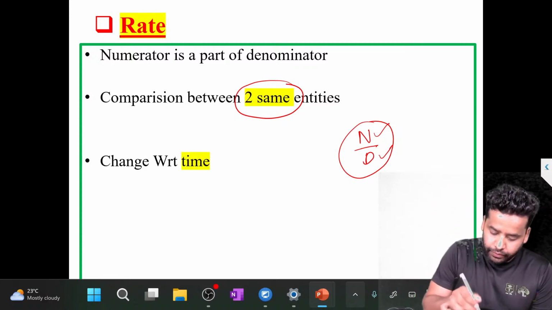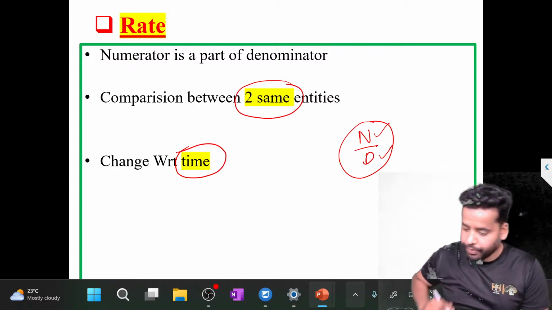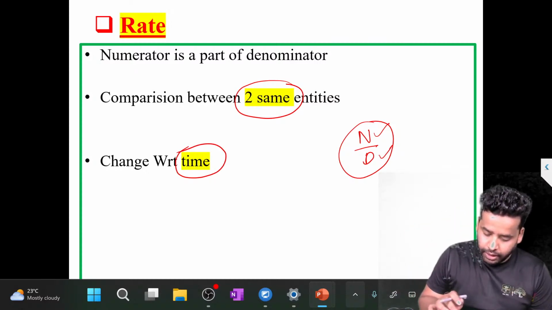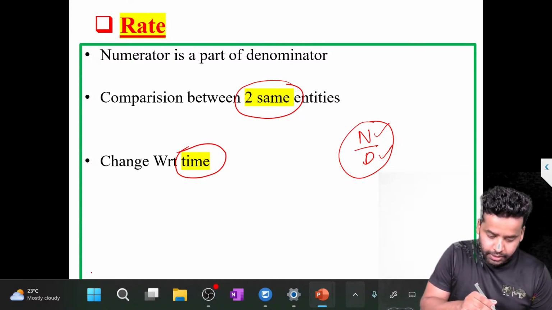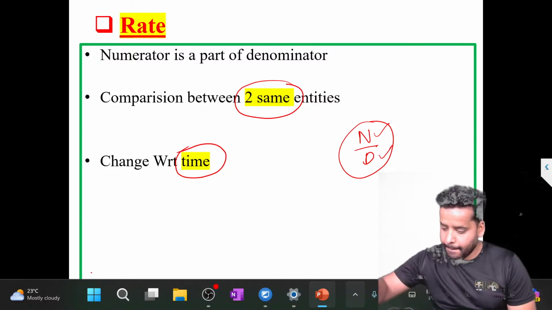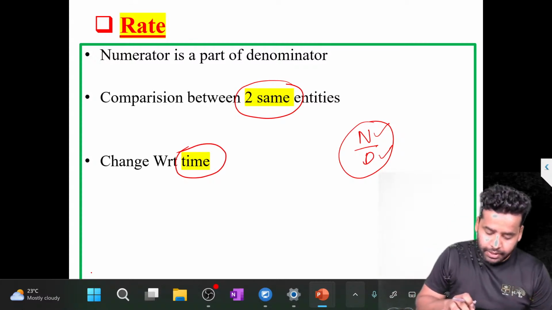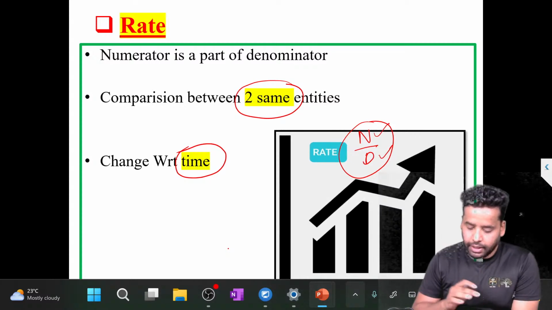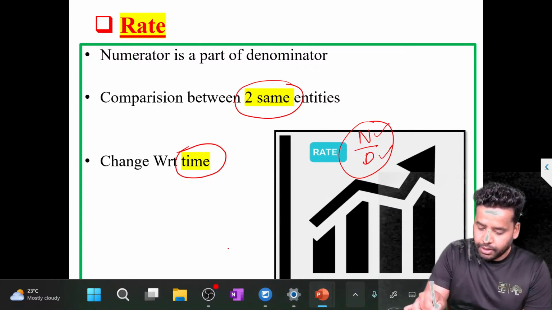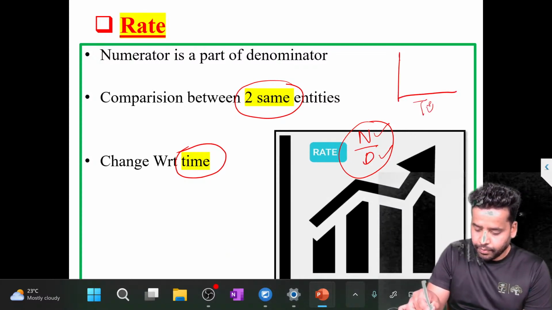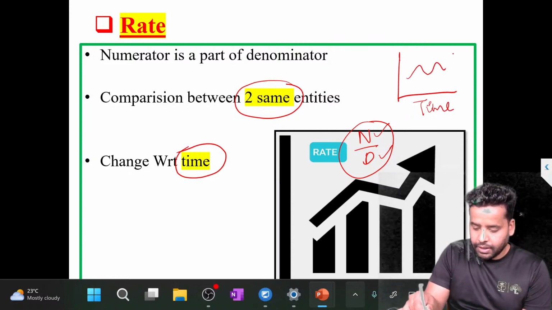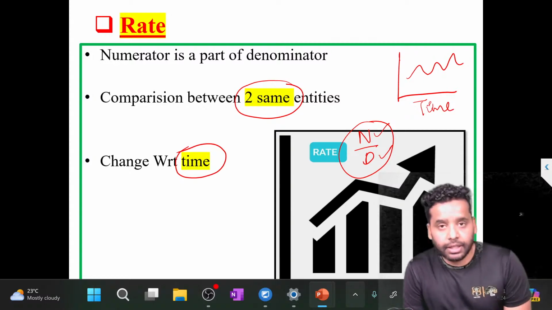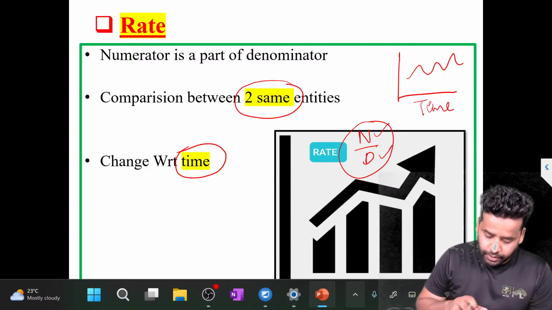Rate is an event which changes with respect to time. True statement. Whenever they give an event which changes with respect to time, that is rate. Give some examples for rate if they ask. Any event which is changing with respect to time can increase or decrease with respect to time. There are two examples for rate.